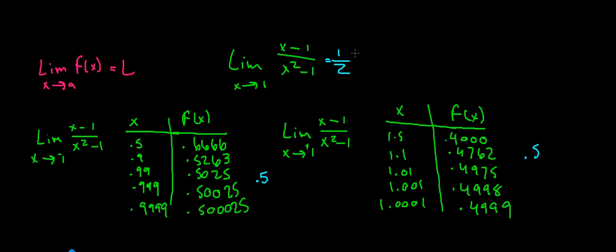There are a lot of different ways to do it. You can look at graphs. There are a few ways of doing it. So I approach it from the left-hand side, and then I approach it from the right-hand side. And if those two numbers agree, then there is a limit there.